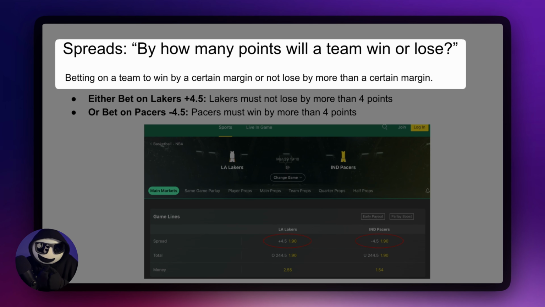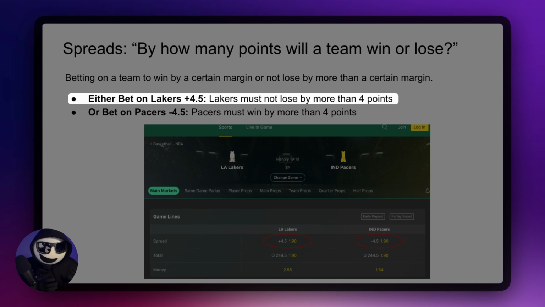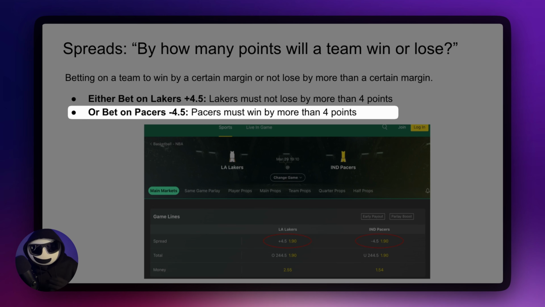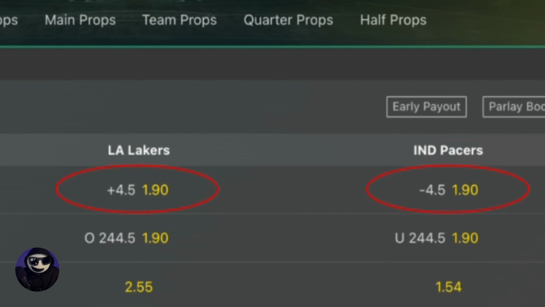A spread adjusts the score to make the games more even. So the underdog gets extra points and can't lose by more than the spread's number, whereas the favorite loses points and needs to win by more than the spread's number. So for this example here, the line for the spread is set at 4.5. If you bet your money on the Lakers to cover the spread, then they are the underdogs, so they need to win outright or not lose by more than 4 points. Whereas if you bet on the Pacers, who are the favorite, then they must win by more than 4 points to cover the spread and win your bet.